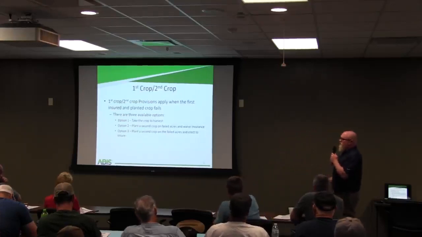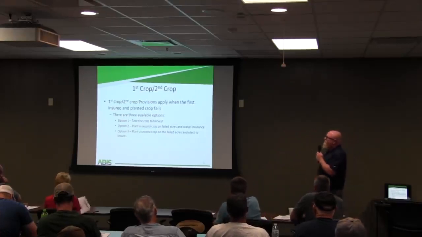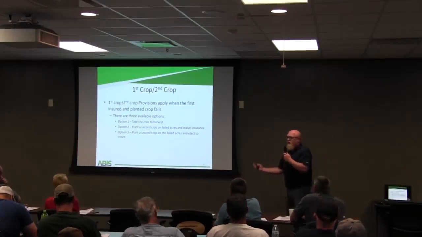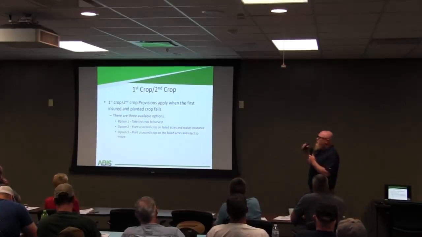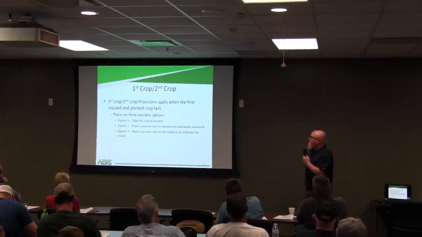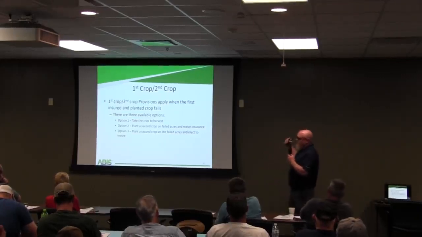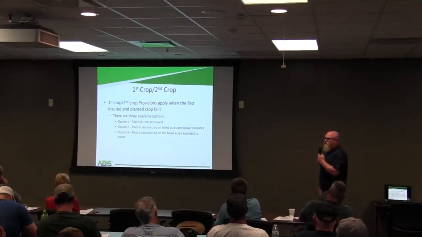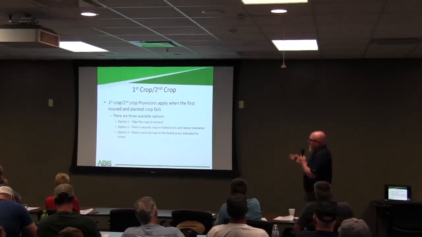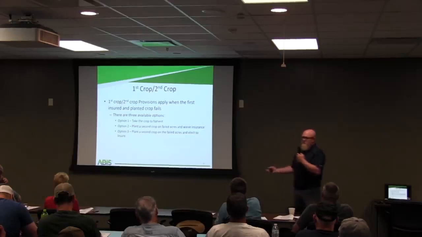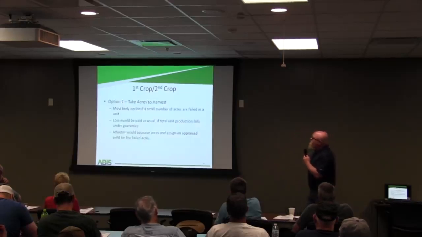So here's just a couple of quick scenarios on the first crop, second crop. This would be assuming that you got your first crop planted and it failed and you went to a second crop. So we've got three available options. First is you take it to harvest and see how things turn out. Second option would be plant a second crop on the failed acres, waive insurance, and then the third option is to plant a second crop and elect to insure those acres.